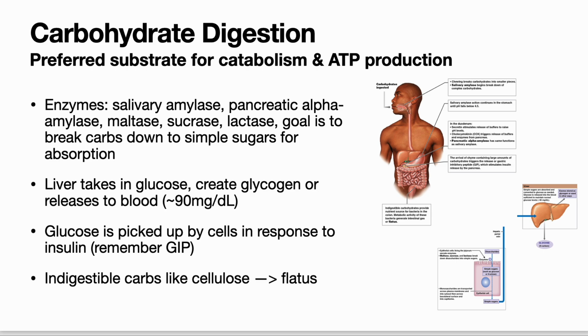So cells can pick up glucose in response to insulin, which of course connects back to GIP, which helps stimulate the release of insulin. There is a whole bunch of carbohydrates, though, that we can't digest. We don't have enzymes that allow us to break them down. And so those are indigestible carbs, and that includes cellulose.